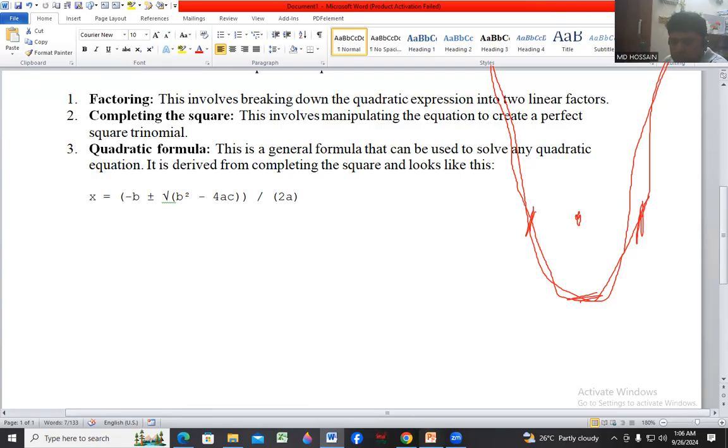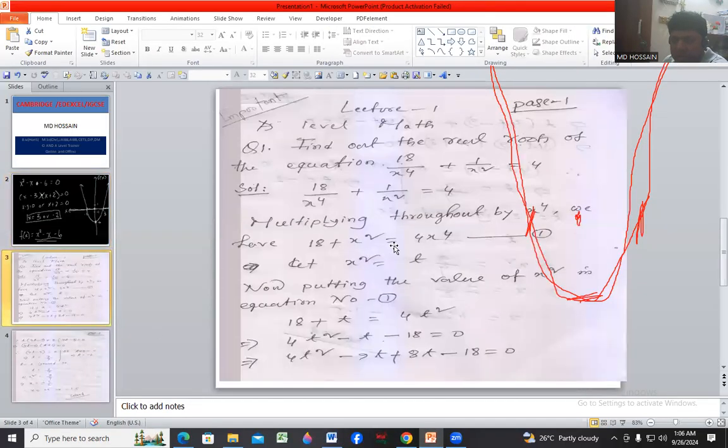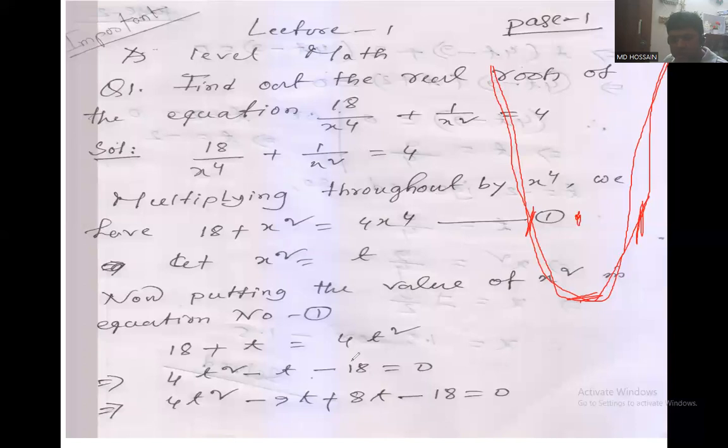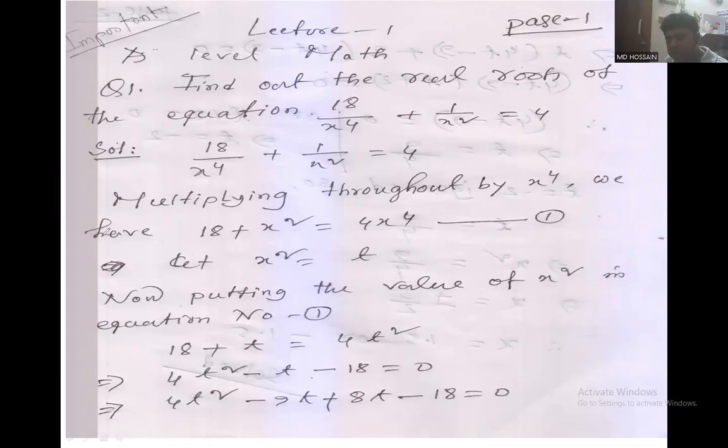Now in our next discussion, we'll solve a question. This is one of the most important questions we'll solve here, for A-level math, S2 or P1 pure math. So question one: find the real root of the equation.